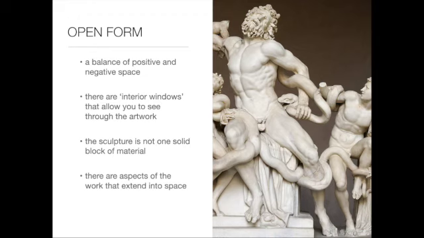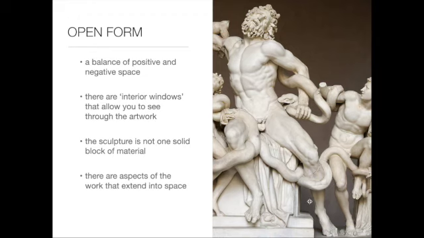So first of all, we have open forms, in which there's a balance of positive and negative space in and around the figure. I always like to think of the idea that there are windows in open forms that allow me to see through this, in this case the sculptural work, in order to create a more dynamic or energetic composition. So these little windows I'm talking about would include these negative spaces here, here, here, through here, right between the legs, etc.